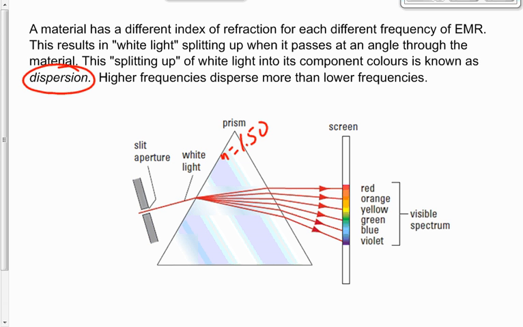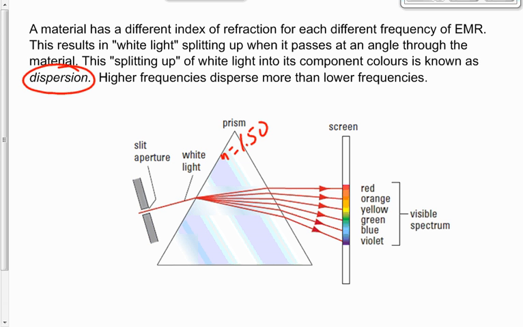When you look at this diagram here, can you tell me which color produces the highest index of refraction for glass? Glass has the highest index of refraction for violet, because violet bends the most. It has the lowest index of refraction for red. Low frequencies, low index of refraction. High frequencies, high index of refraction.